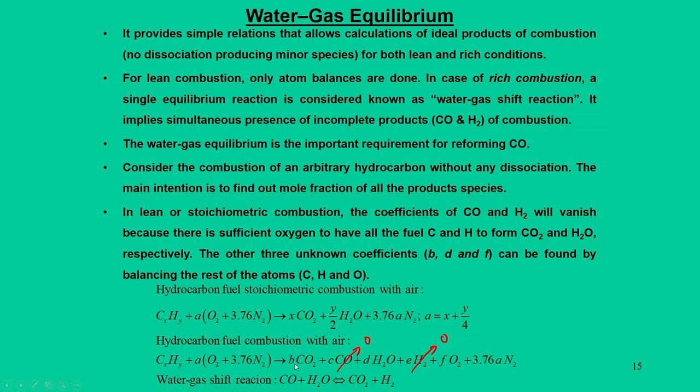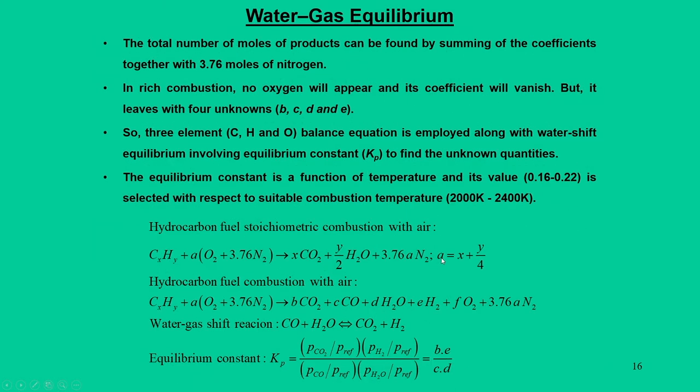By using these equations, we can find the unknowns B, D, F. These three are unknown and A is already known because A is equal to x plus y/4. This mass balance or atom balance can be done for carbon, hydrogen and oxygen to get a balanced equation. So, basically, during lean or stoichiometric combustion, we do not require the water shift reaction, because there is no CO, first of all. Second, we have sufficient equations to find the stoichiometric coefficients.